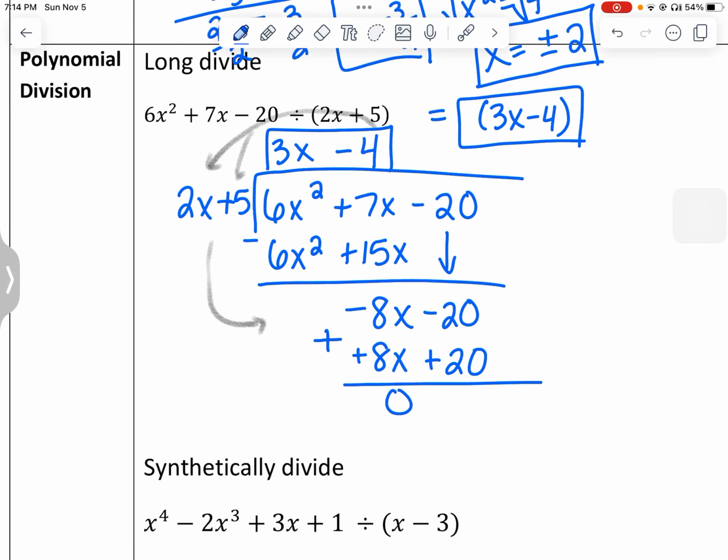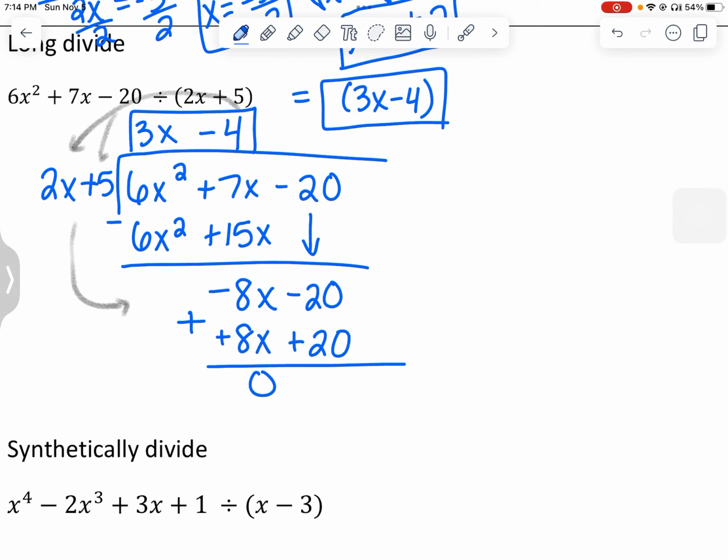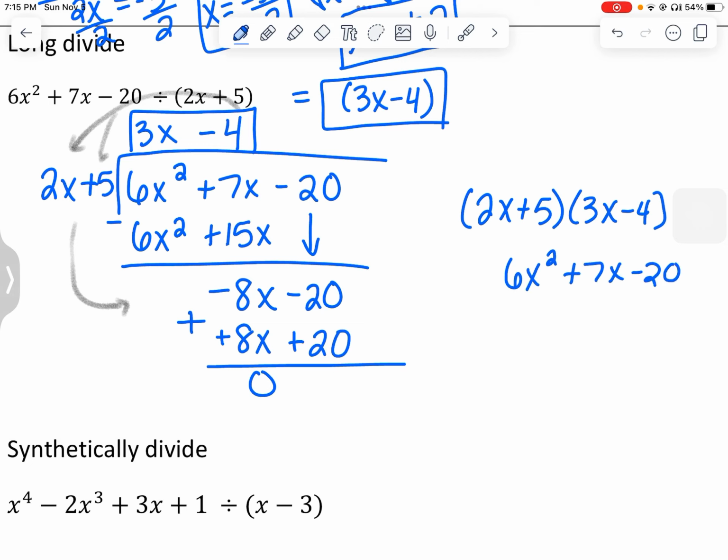And then remember, since we got a remainder of 0, that means that these were factors of each other. So that means if you took 2x plus 5, which you divided by, and you multiplied it by 3x minus 4, you would get back to 6x squared plus 7x minus 20, because division is the reverse of multiplication. And if you divide and you get a remainder of 0, it means it was a factor of the original problem.